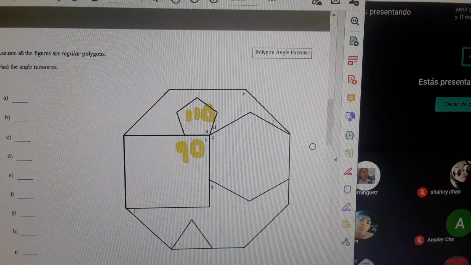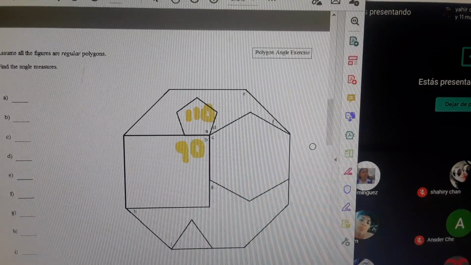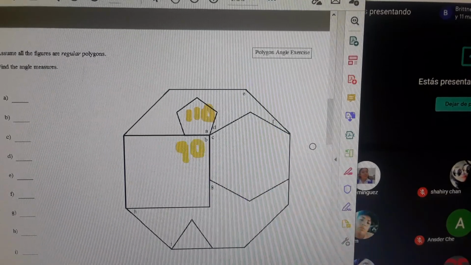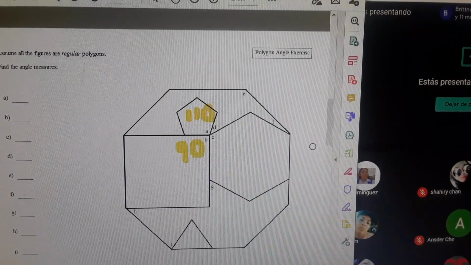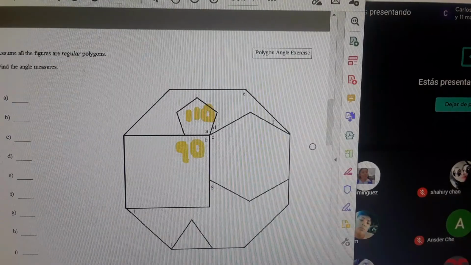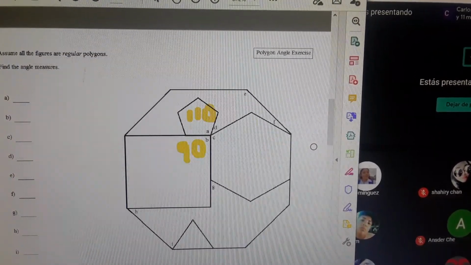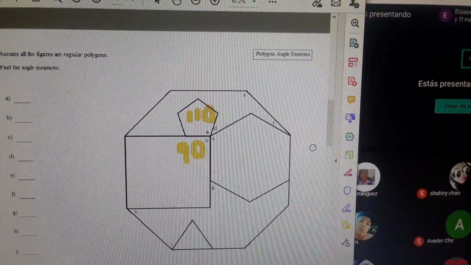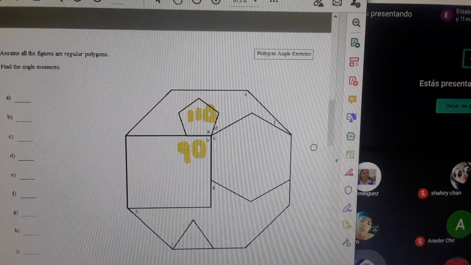But I want you to complete the following angles, okay? Just write the angles on this figure, and then you're going to send it to me on Friday. Alright? Understand, everybody? Okay, sir.